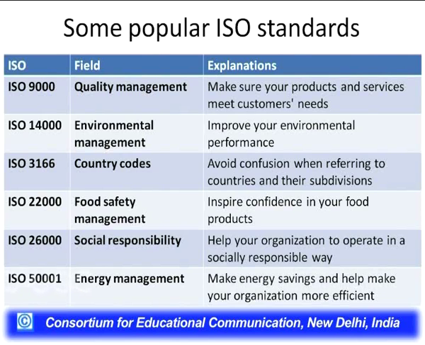The next one is ISO 26000. It basically pertains to social responsibility. It helps your organization to operate in a socially responsible way. Whether we are meeting the norms of society or following the social requirements or not, these things are described in detail in ISO 26000.